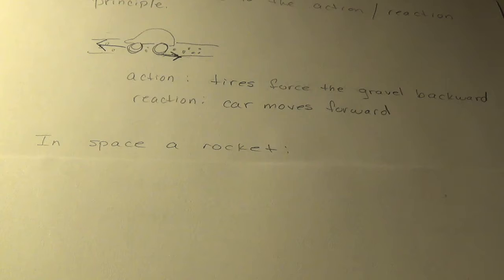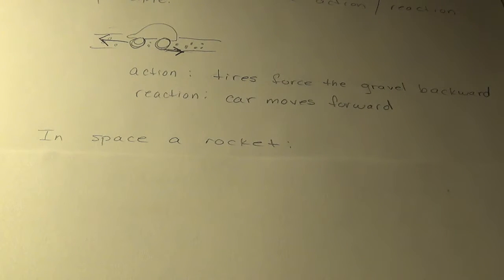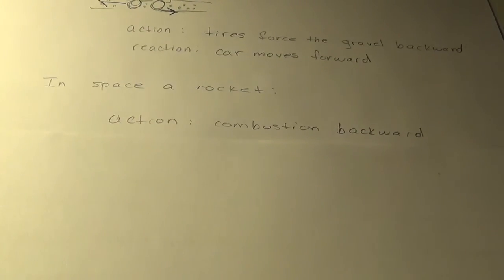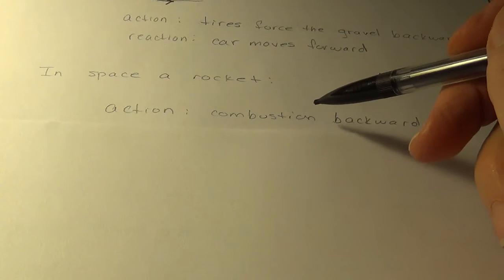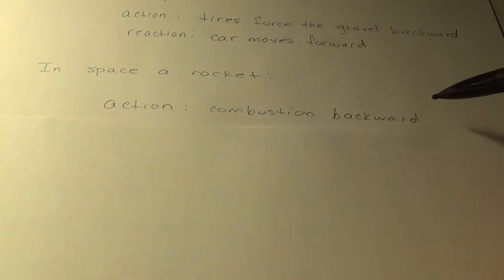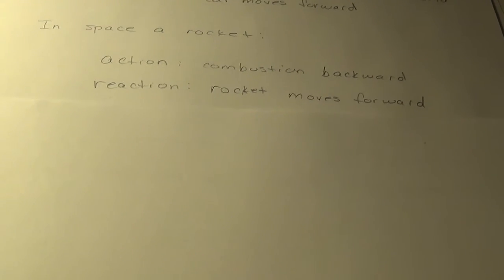So in space, at the beginning of the space program, we were wondering if this action-reaction pair actually worked in outer space. So when we go up in space and say the action is a combustion, there's a combustion in the rocket chamber, and it thrusts a force backward out of the rocket. So the reaction, we were hoping, is the rocket moves forward.